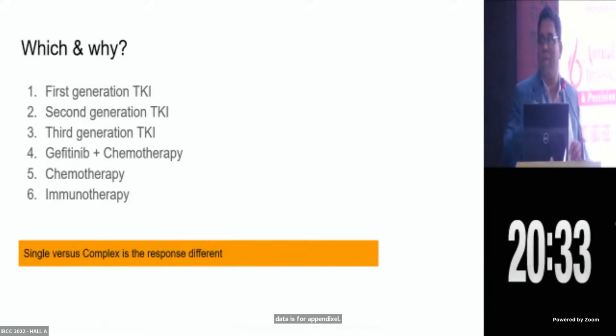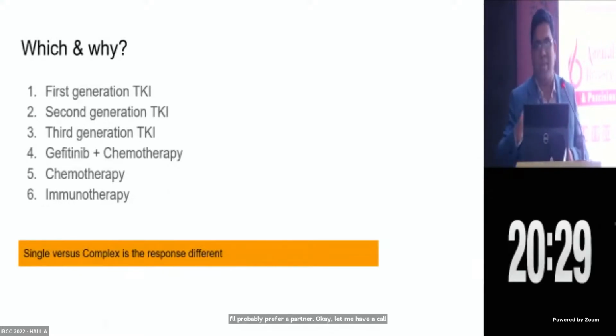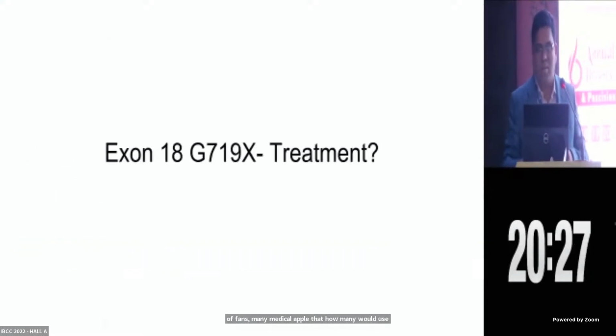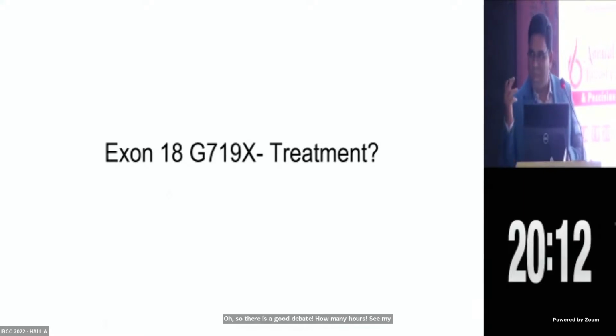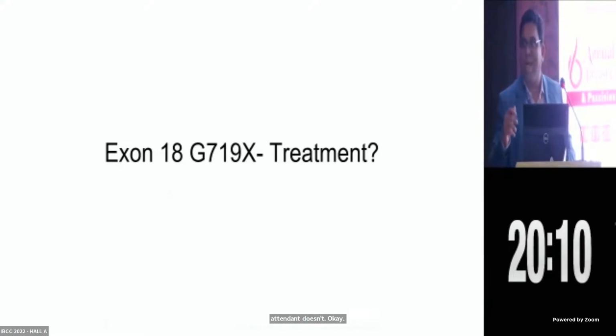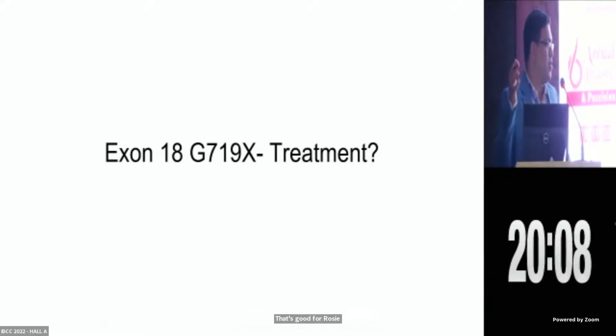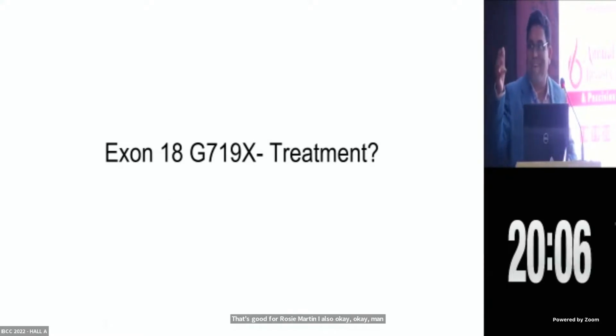Okay. Let me have a show of hands. How many would use afatinib in this situation? And for those who are looking at WhatsApp, it is G719X. So afatinib, how many for afatinib? Okay. And how many for gefitinib plus chemotherapy? Oh, so there is a good divide. How many for osimertinib? Okay, that's good for osimertinib also. Mansi is saying that she would look at the affordability of the patient, and if it's affordable, osimertinib, if not, then afatinib.